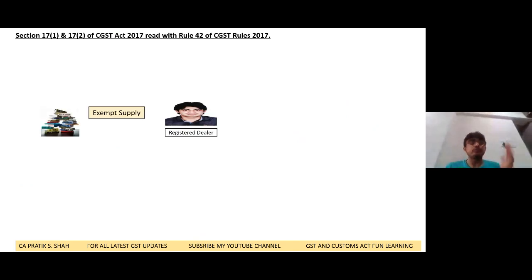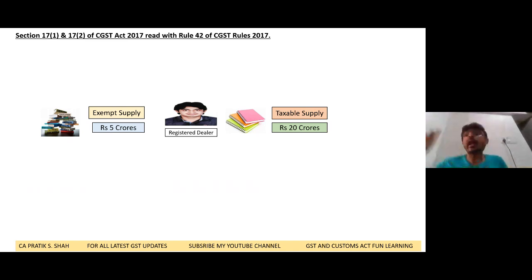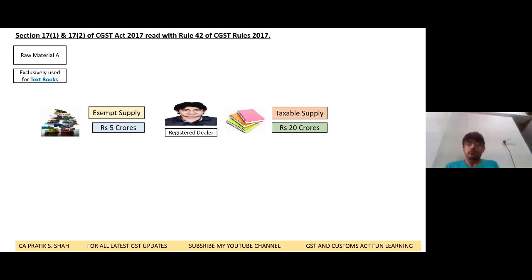I'm supplying textbooks. Textbooks, are you aware they are exempt in GST? 5 crore rupees. And I'm supplying notebooks also. Notebooks is taxable supply, 20 crore. So this is my outward supply. Correct. Now, say I purchase raw material A.